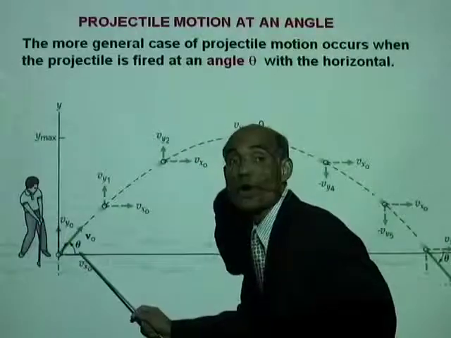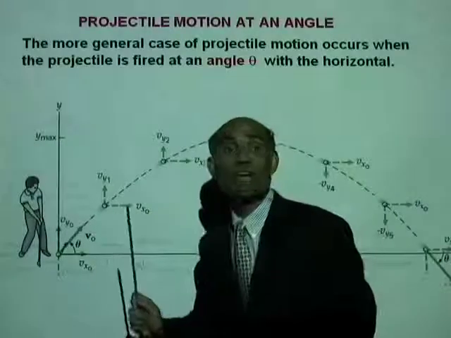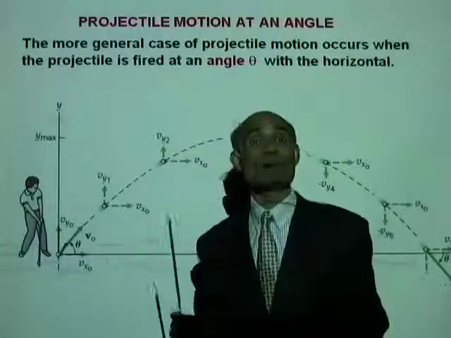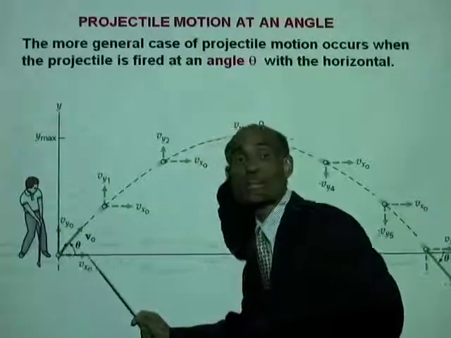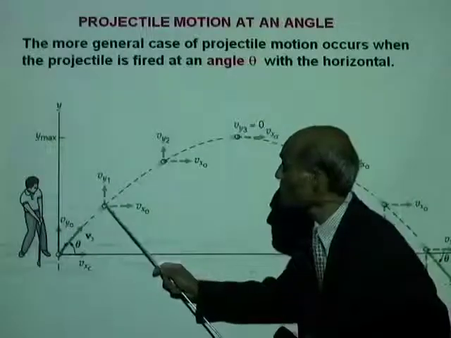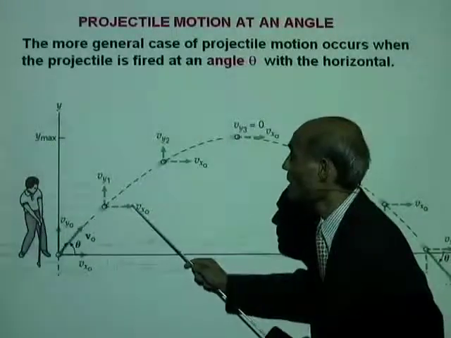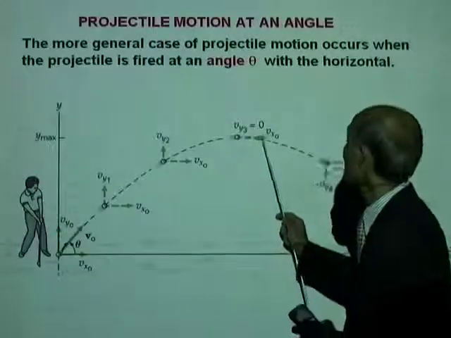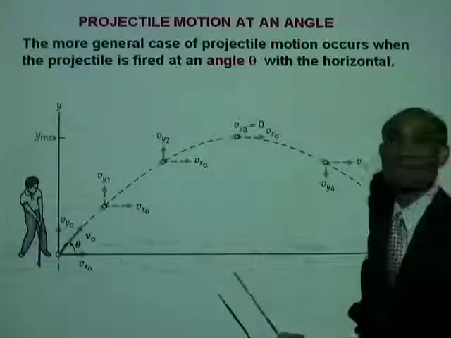Because there is no force in the x direction, the x component of the velocity will not change. v0 cos theta will remain a constant. Now look at the different positions of the golf ball. The horizontal velocity will not change. The horizontal velocity will remain a constant.